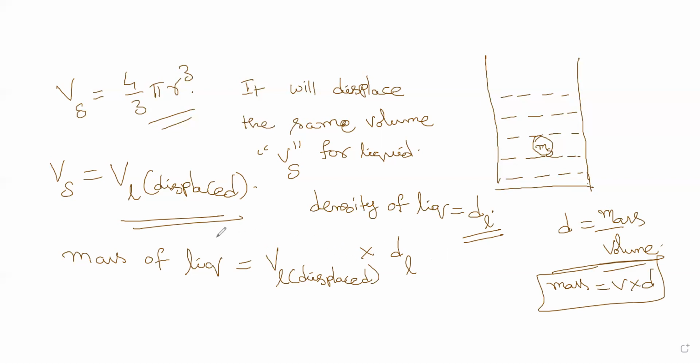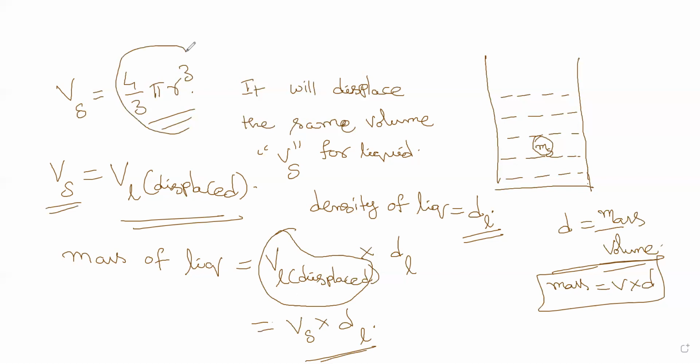So when you plug that in, the volume of the liquid displaced is nothing but the volume of the sphere, times the density of the liquid. You can do that, right? Because the volume of the liquid displaced is nothing but the volume of the sphere. Okay, a little bit confusing. Now the mass of liquid displaced is given by the volume of the sphere times the density of the liquid. So this is how you can get it.